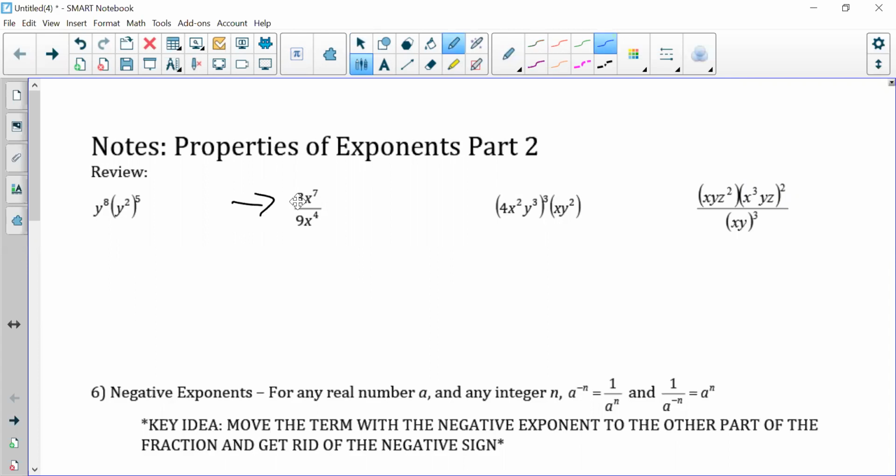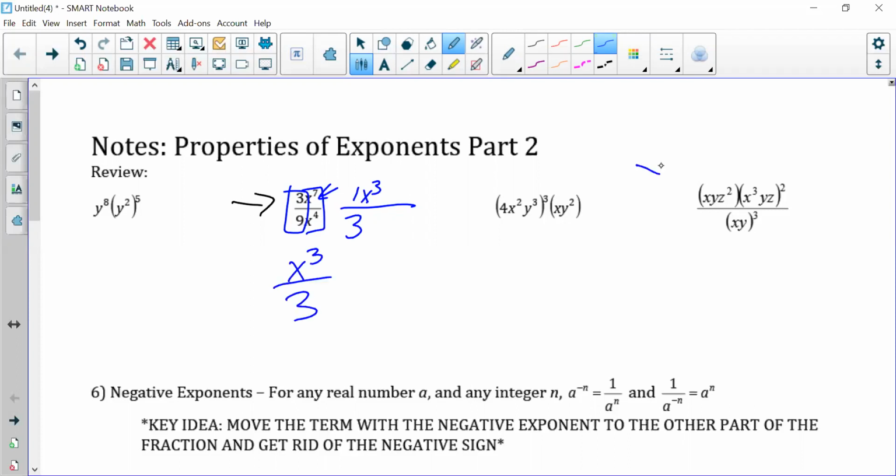3x to the 7th over 9x to the 4th. Remember, with fractions, we divide the numbers just like normal. So 3/9 reduces to 1/3. And then our rule for quotients, for dividing, says take big exponent minus little exponent. So 7 minus 4 is 3, and the big one was on the top, so it stays on the top. So x cubed. All right, so 1x cubed over 3, or we could just say x cubed over 3.